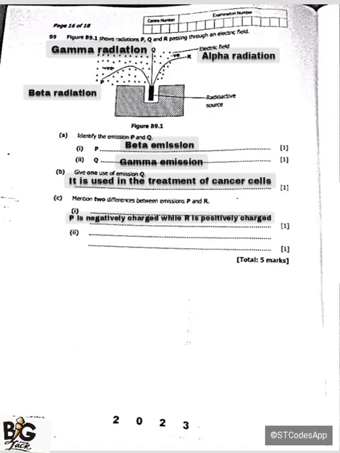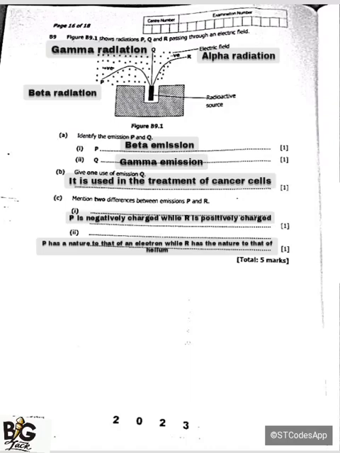Apart from that one, I'm going to say P has the nature of an electron, while R has the nature of what? Helium. Apart from that one, you can also talk of the penetration. Since R is the alpha emission, then P is the beta emission. You are going to say P can be stopped by a sheet of aluminium, while R can be stopped by a sheet of paper. So this one is the last one for section B.